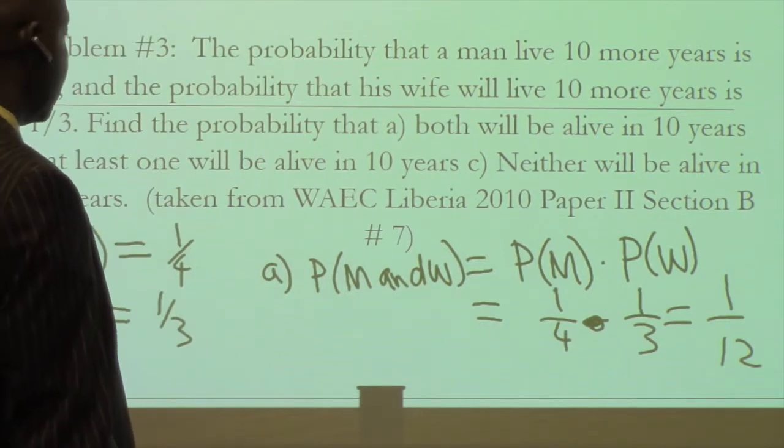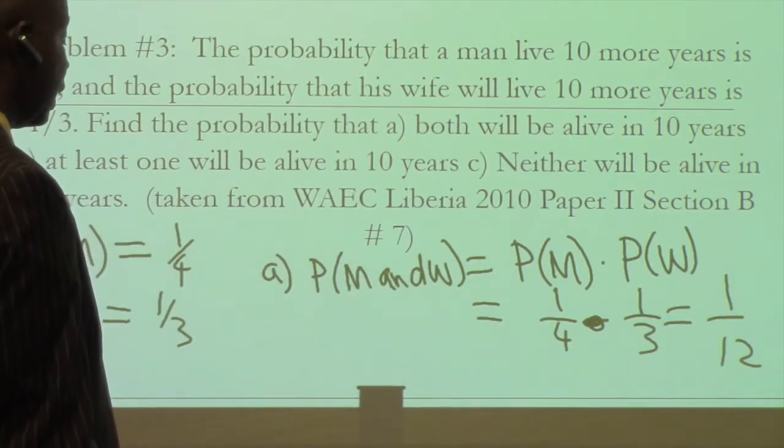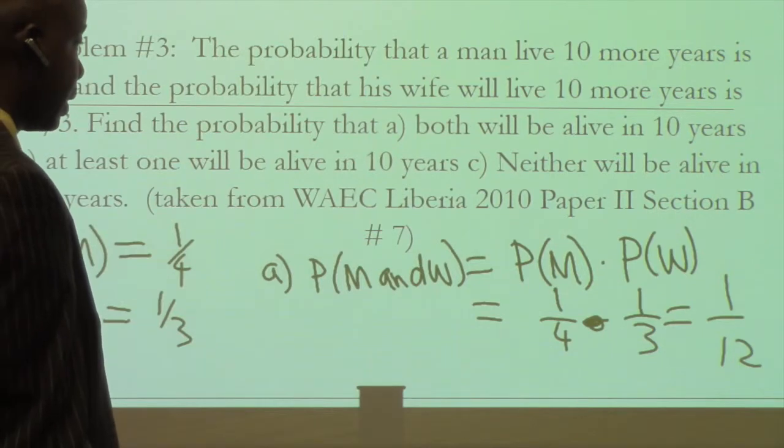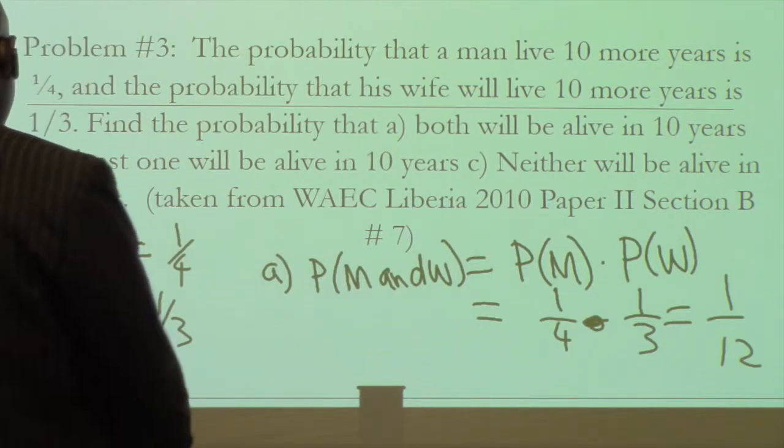So let's go to the next one. It says at least one will live in 10 years. What I would do is that I would do part C first. Neither will be alive in 10 years. So let's go. Probability.